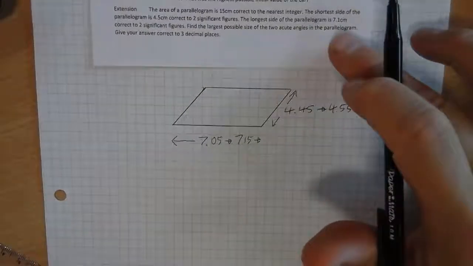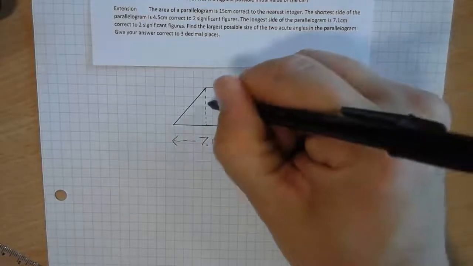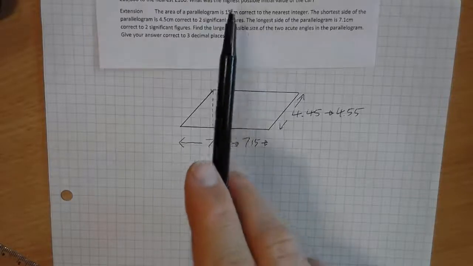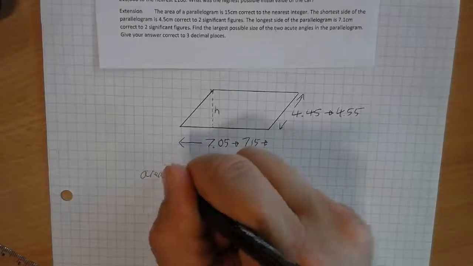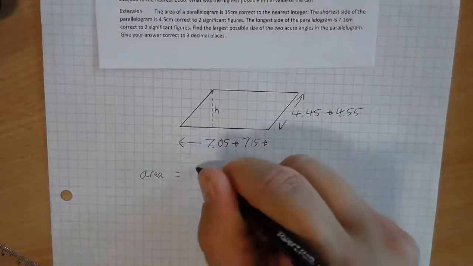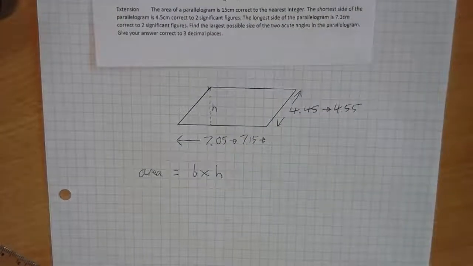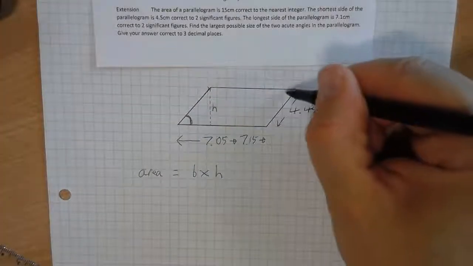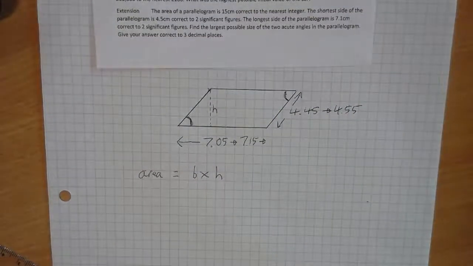Right, the next bit, I'm going to add in my height of the parallelogram, because if I'm given the area of the parallelogram, then I know that area for a parallelogram is equal to just the base times by the height. Now I'm trying to maximize this angle here, and the other one, but they're going to always be the same as each other in a parallelogram. So I'm trying to maximize that angle.